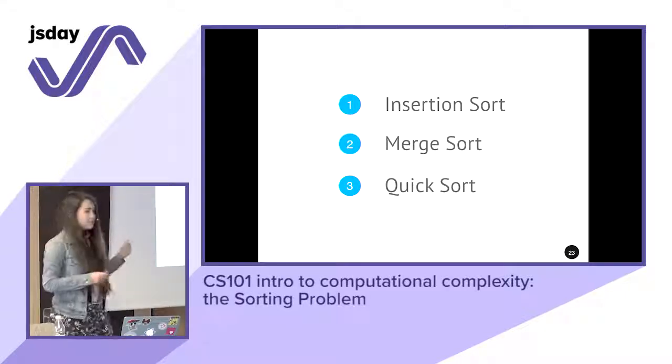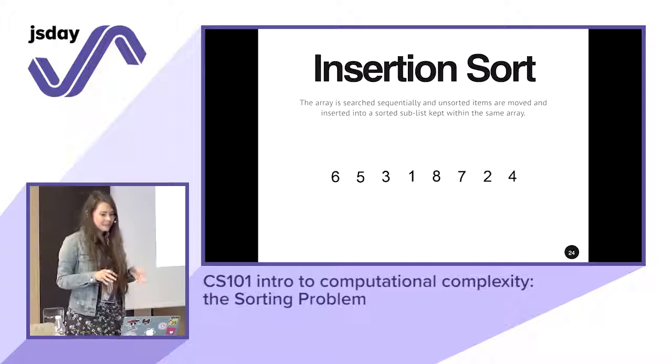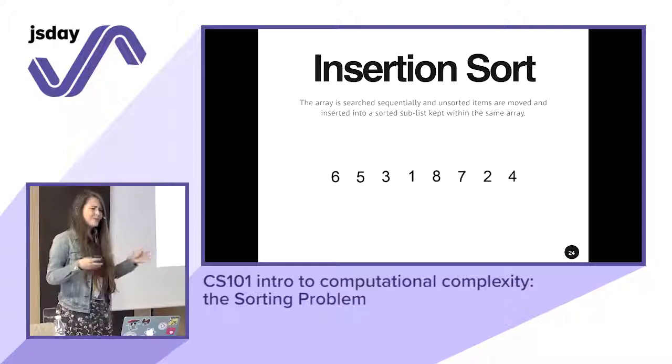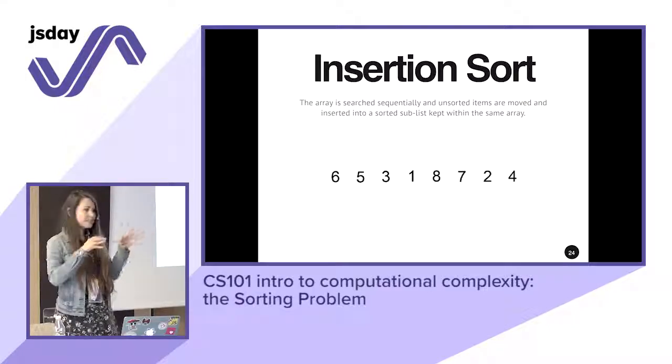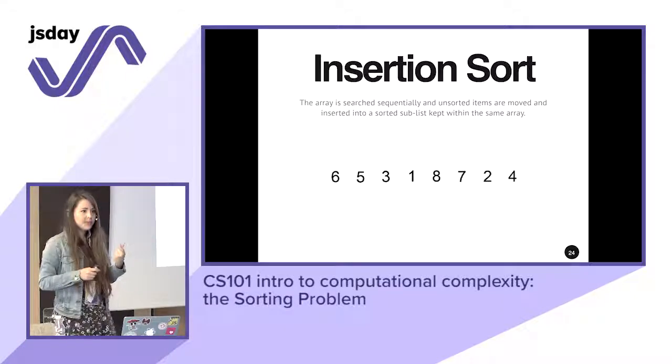It's insertion sort, merge sort, and quick sort. And now I'm going to be talking about insertion sort. Insertion sort is an in-place algorithm, and this means that you don't need any extra variable or any extra data structure to actually do the sorting. This is a stable sort, and it's very good for small arrays.